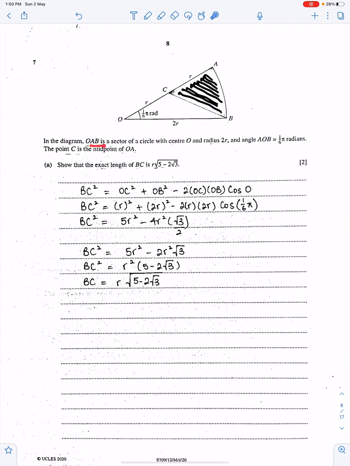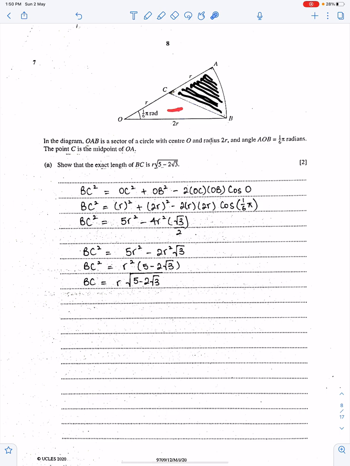In the diagram, OAB is a sector of a circle with center O. This is the center of this arc and radius 2r. Angle AOB is pi by 6. Show that the exact length of BC is this.